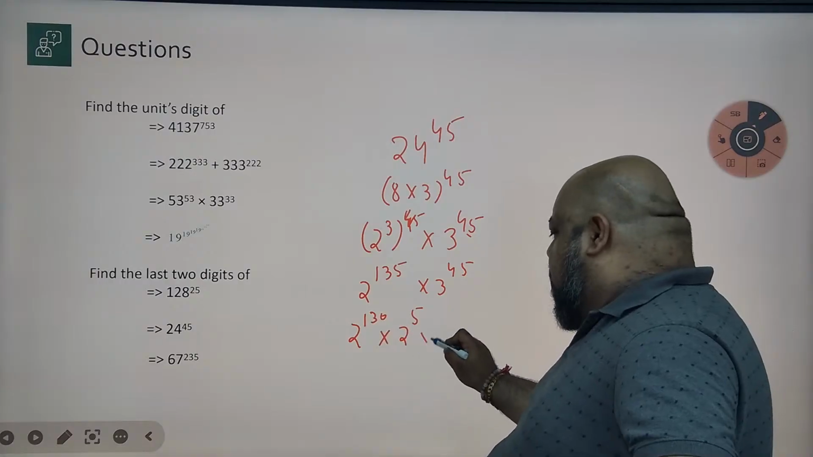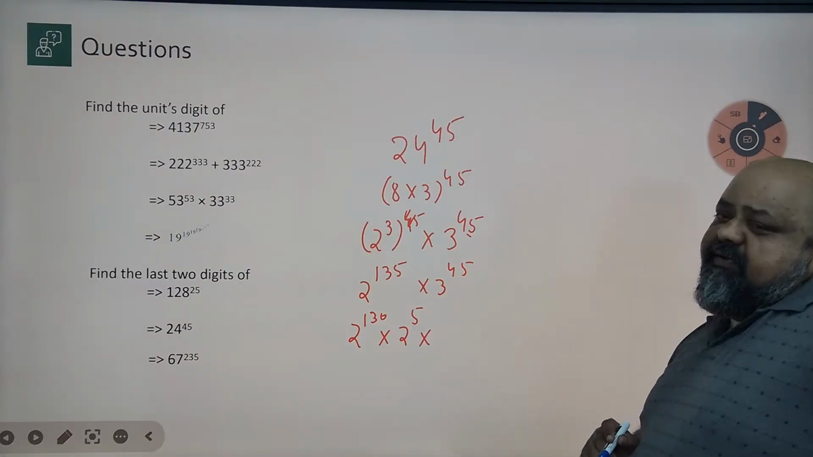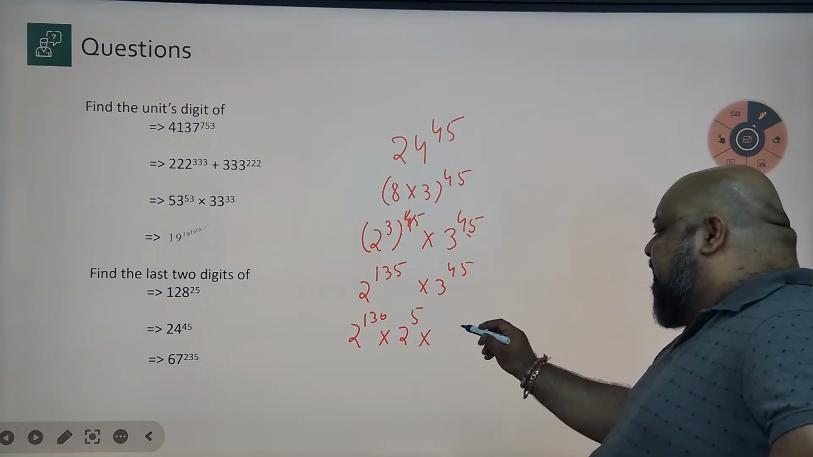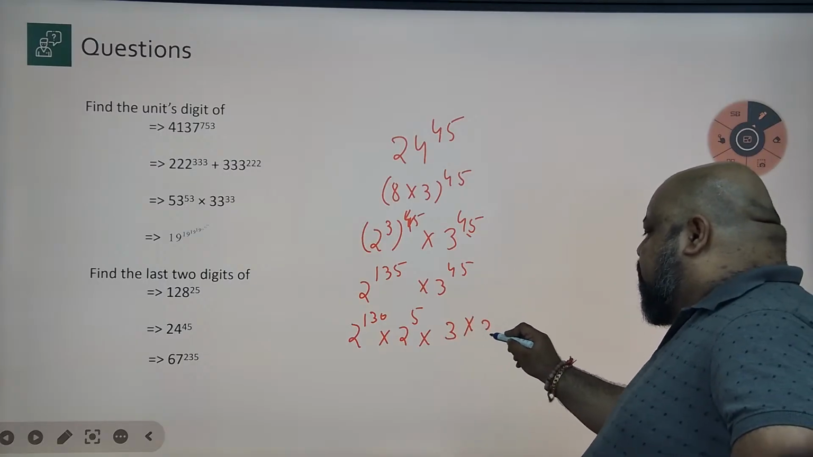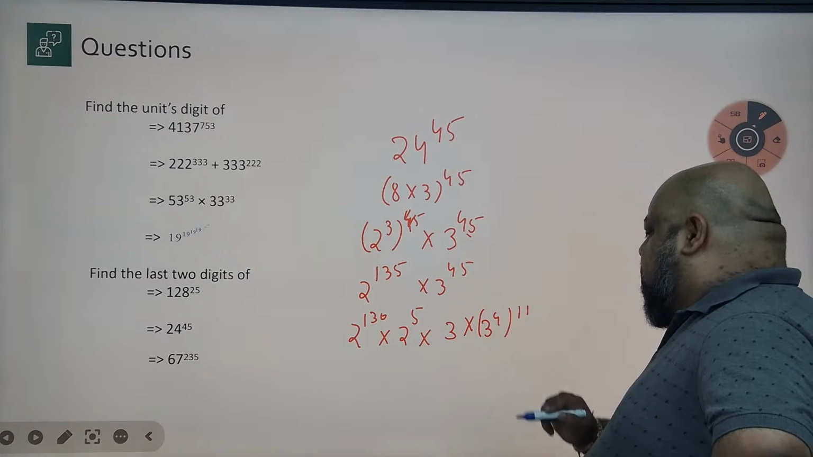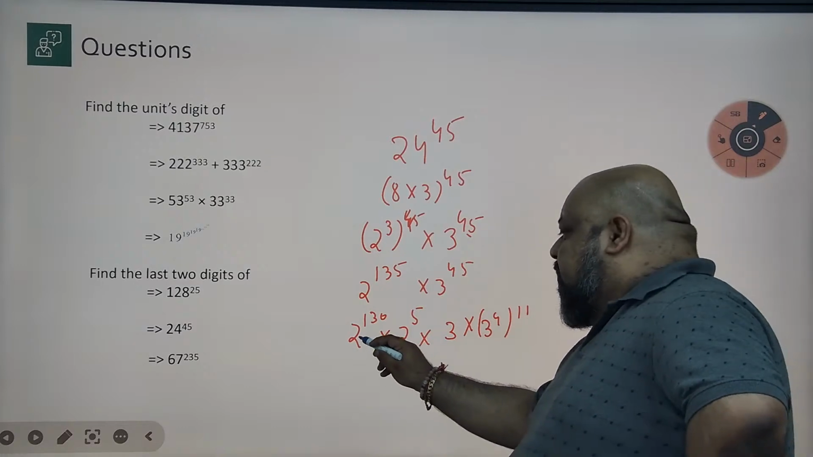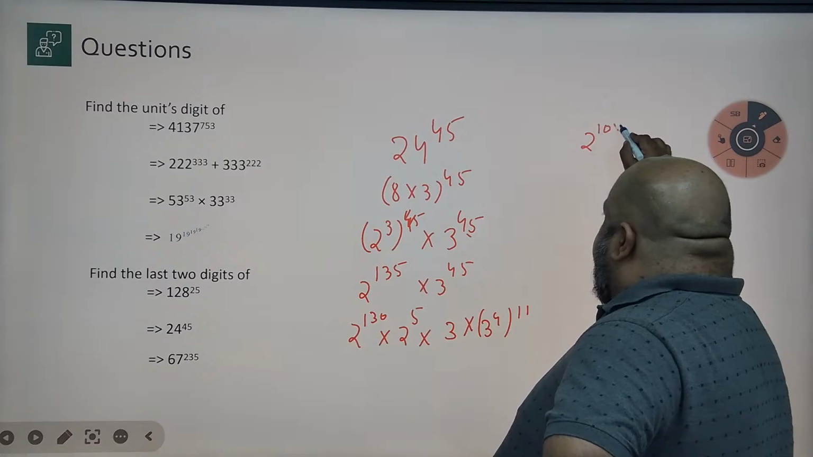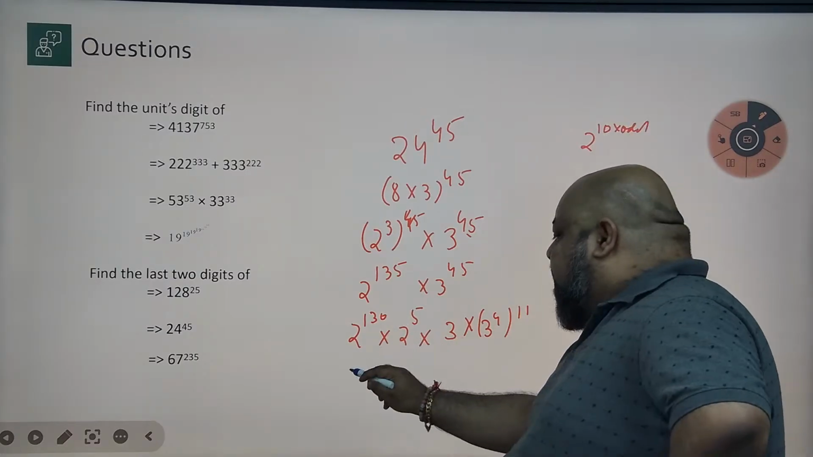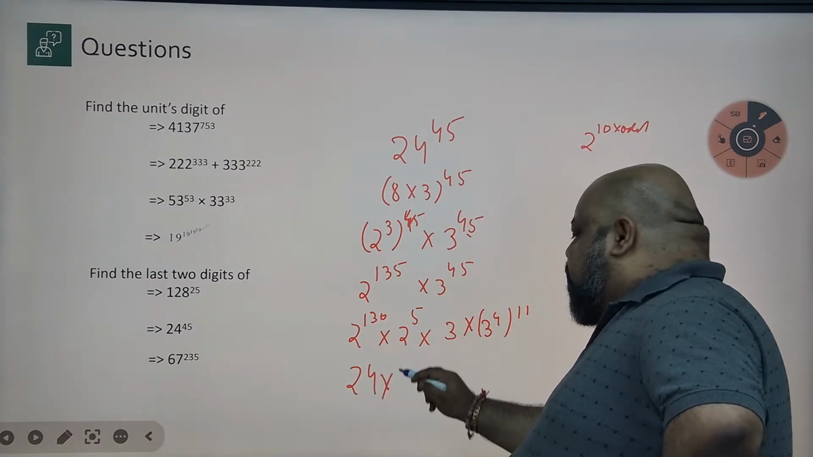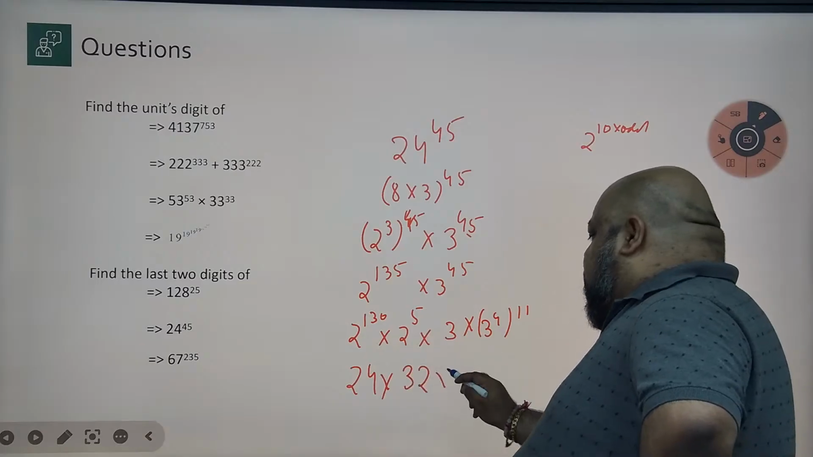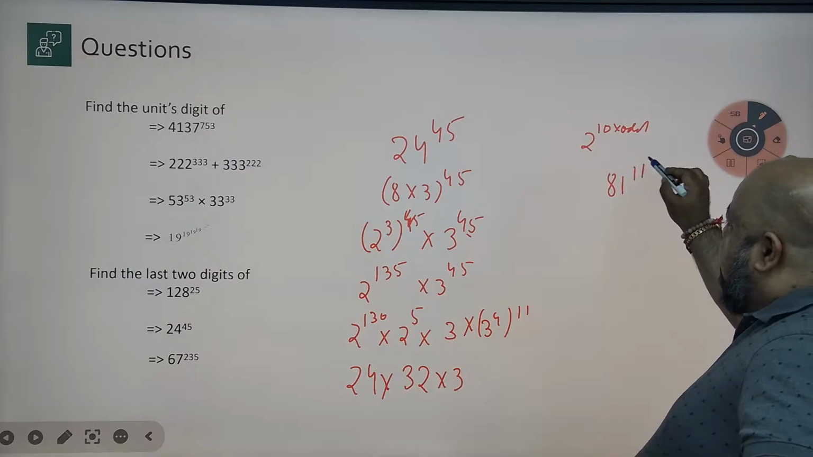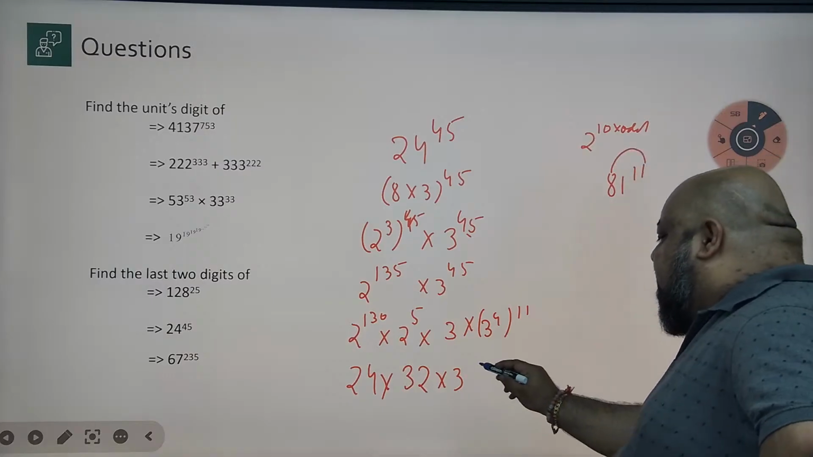I am holding it here. Now I work with 3 raised to power 45. 3 raised to power 4 is 81. So I write this as 3 into 3 raised to power 4, raised to 11. So this becomes, now 2 raised to power 130, 10 into 13, odd, so this will end in 24. 2 raised to power 5 is 32. 3 is 3. 3 raised to power 4 will be 81 raised to power 11. 81 raised to power 11 will end in 81.